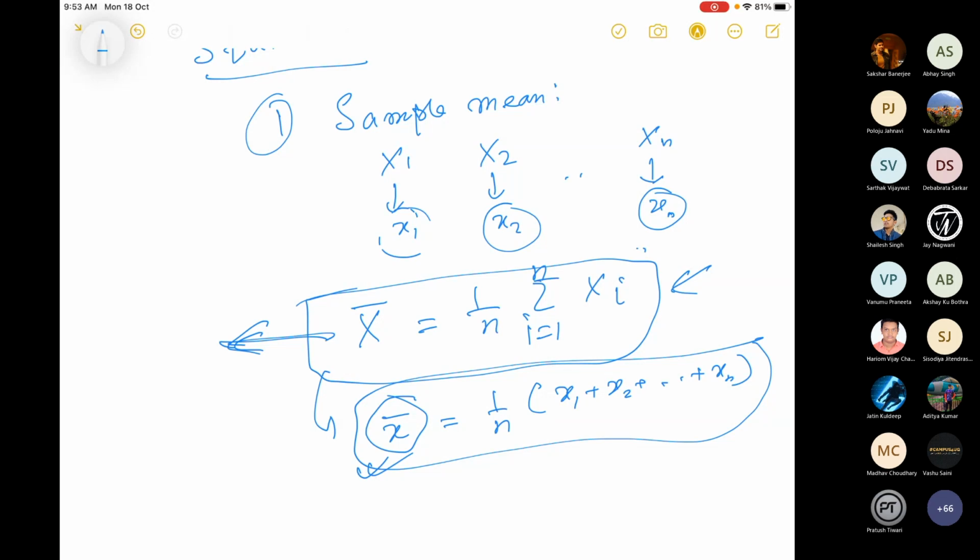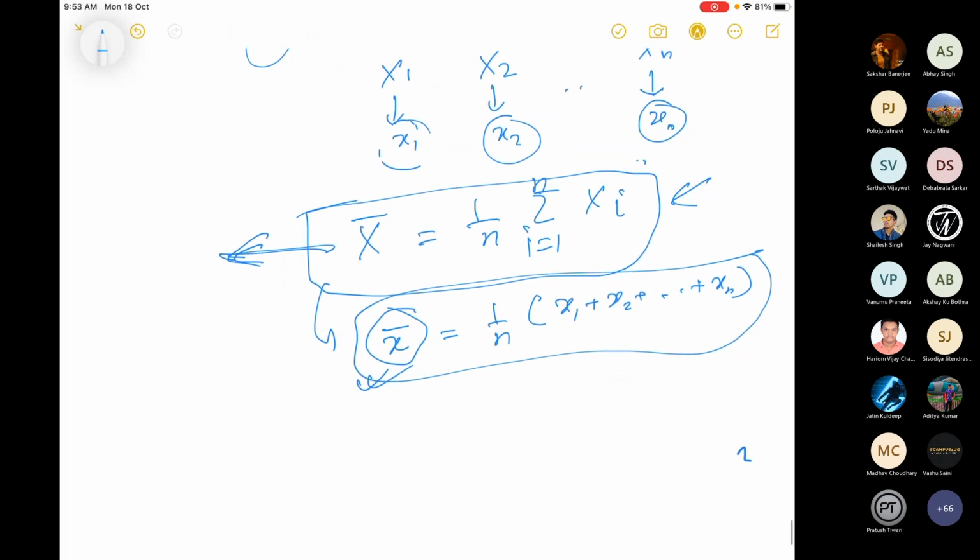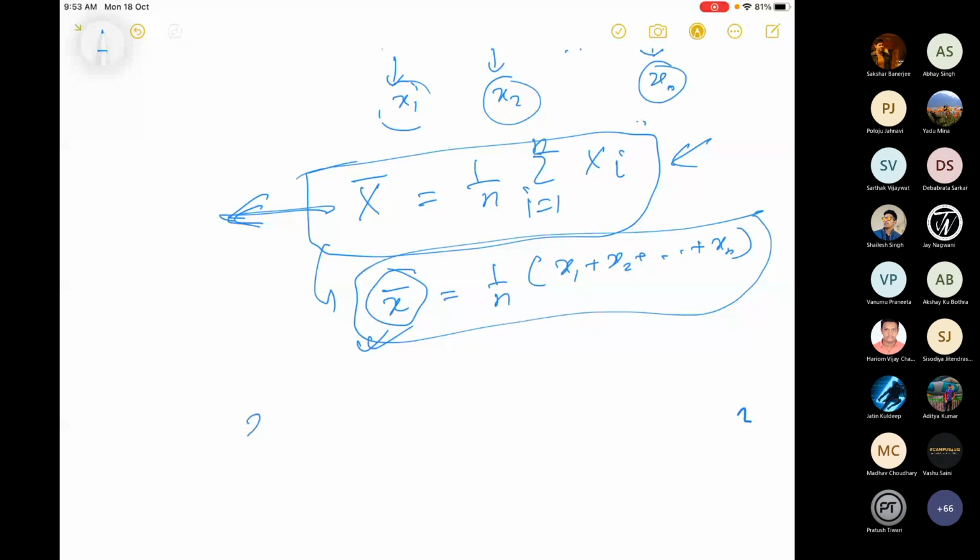Maybe you do this experiment right now, and then do it again 10 times later on, maybe 1 hour later, and so on. So this is actually a random variable. But once you get those values, small x1, small x2, small xn, then we have the sample mean, which is 1 by n times small x1 plus small x2 plus small xn. Another thing we will define is called the sample variance.